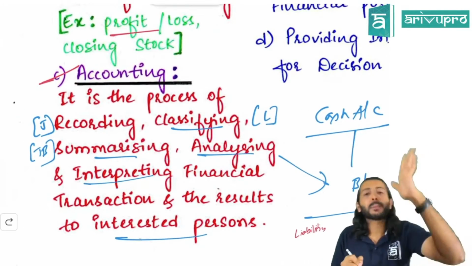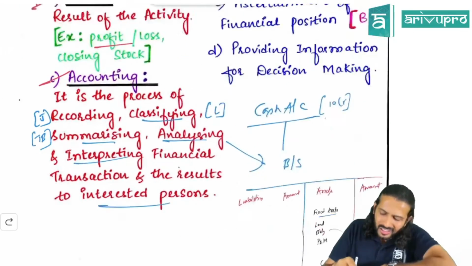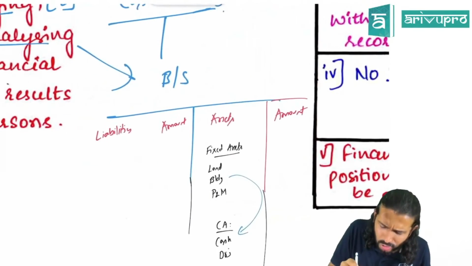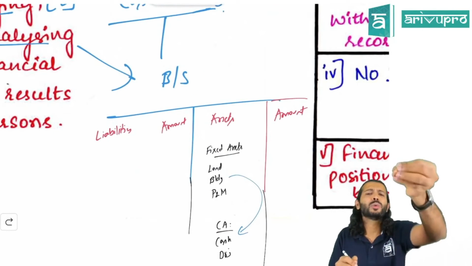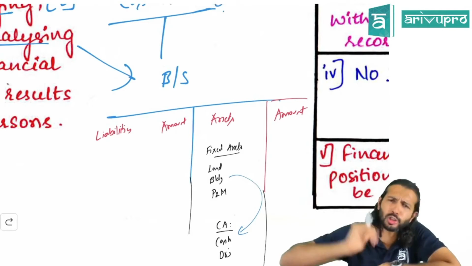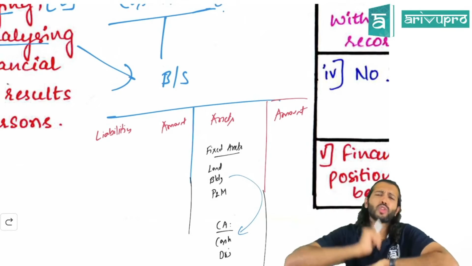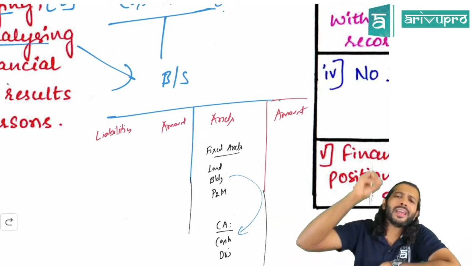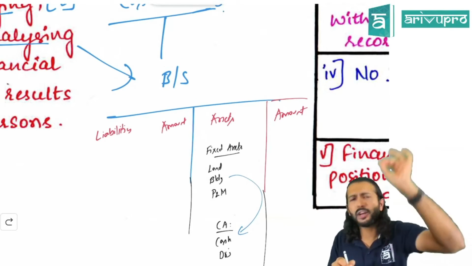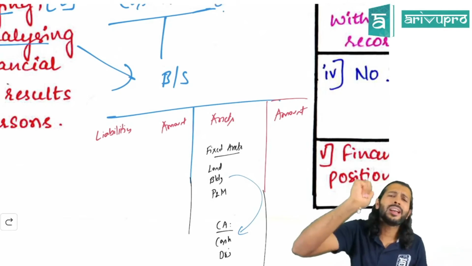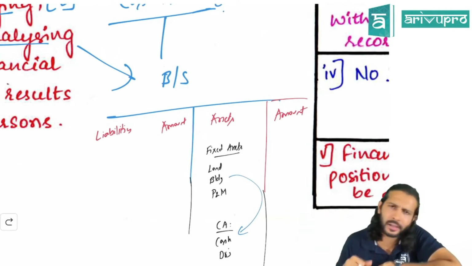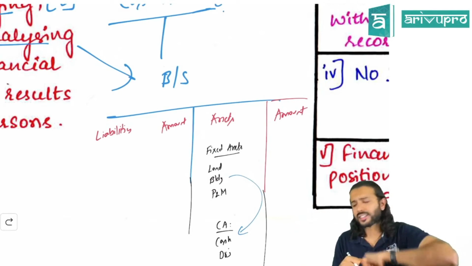Next is interpreting. Interpreting means, generally financial statements, we give them so that they will help you with decision making. Like, I have 10,000 rupees cash with me. I want to go to the stock market and buy Infosys shares out of this. Or let's say I want to invest that 10,000 rupees in the share market. How will I decide that?